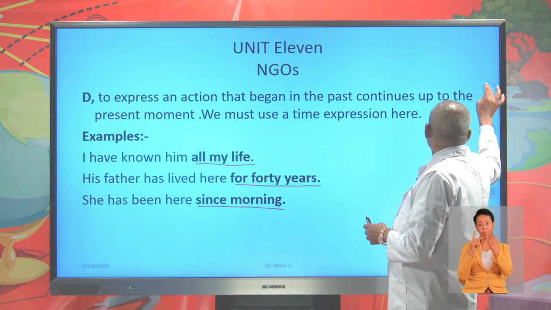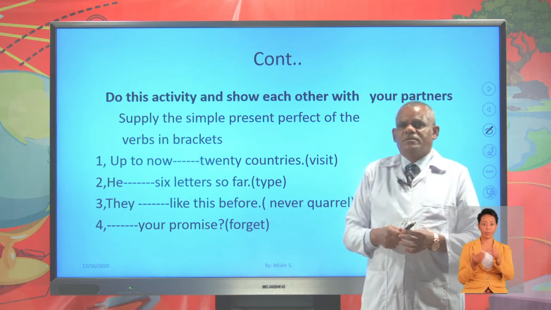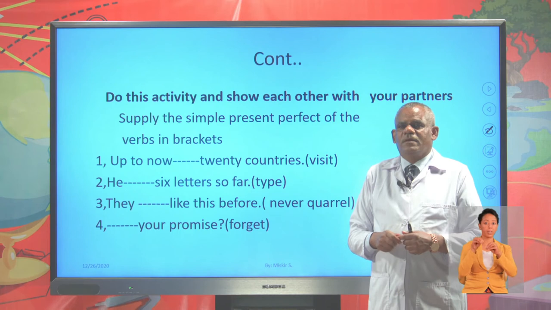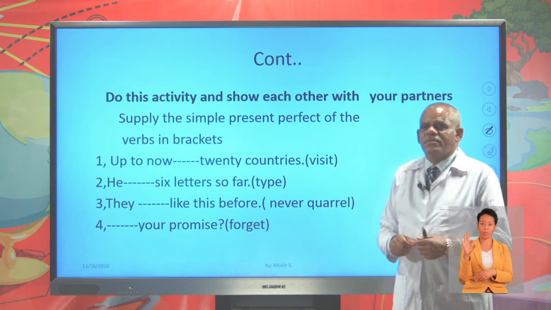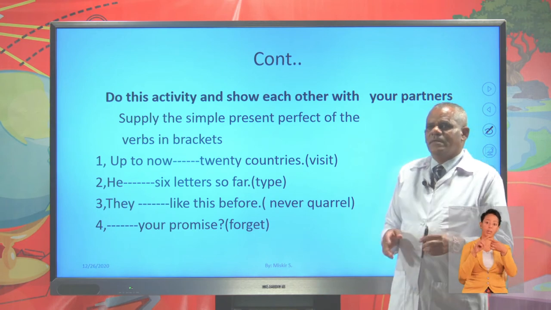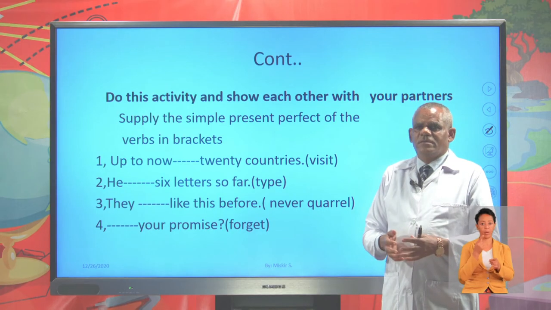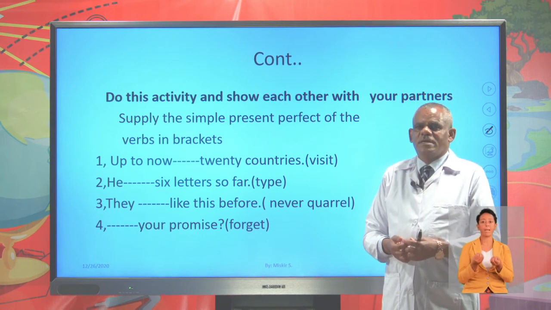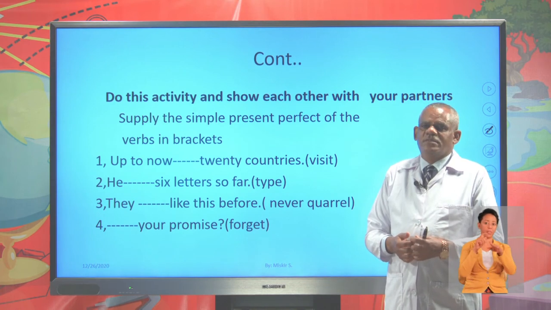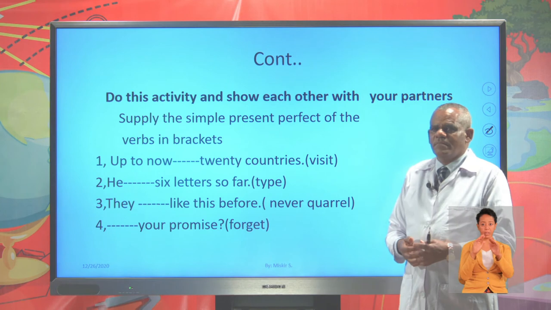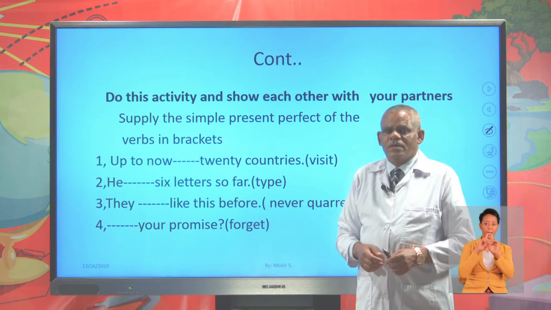For. Interesting. Good. Well, I'm sure that you will do this activity and show it to each other with your partner. If you like, you can practice it at home. Supply the simple present perfect tense of the verbs in brackets. All these questions consist of the uses of the present perfect tense that we have seen so far. I'm sure that these activities will help you a lot to understand and to use present perfect tense without any difficulties. Let me give you some time, and then I'll come back and give you the feedback to each activity.